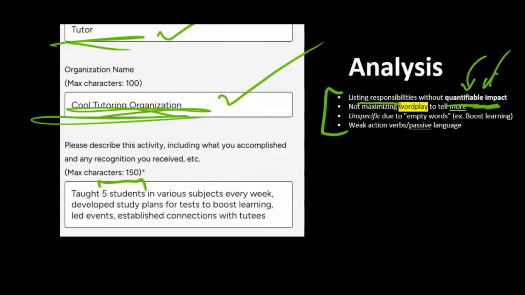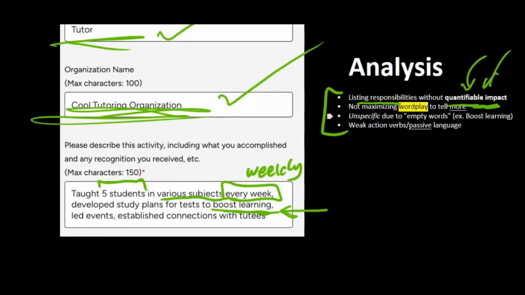So we get the point: you taught 5 students. Awesome. Various subjects. You should probably specify what subjects. Every week is a waste of space. Why not use something like weekly? Developed study plans for tests to boost learning. And boost learning here is a really weird phrase.